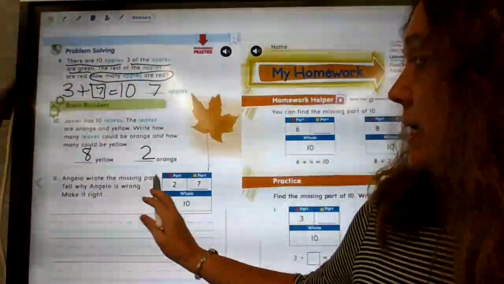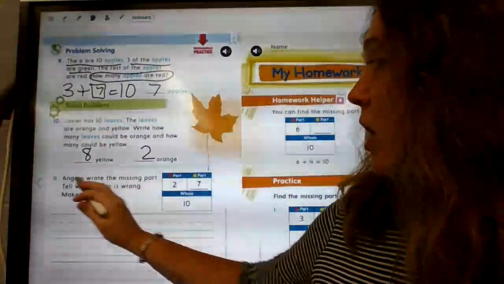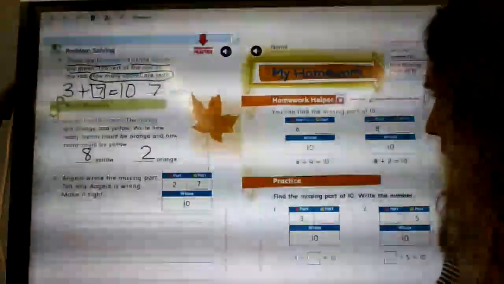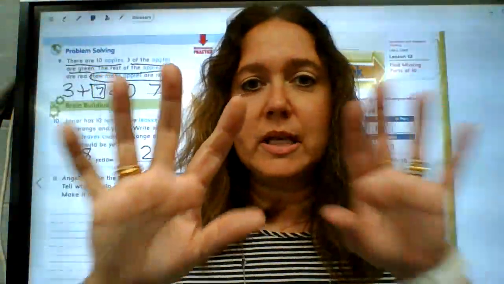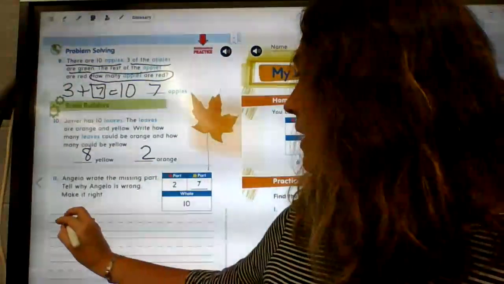Angelo wrote the missing part right here. Tell why Angelo is wrong. Make it right. Well, we know 10 altogether, and we knew that there were 2. 1, 2. That was the part they gave us. Is this 7? 1, 2, 3, 4, 5, 6, 7, 8. This is not right.